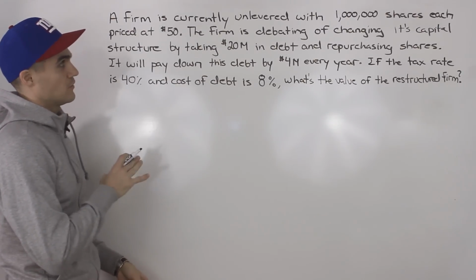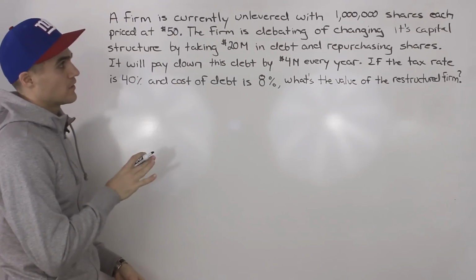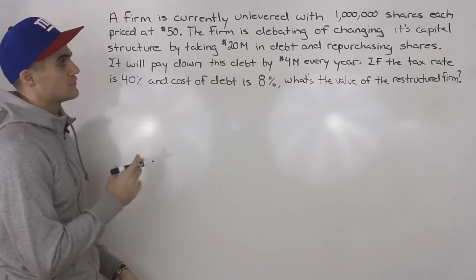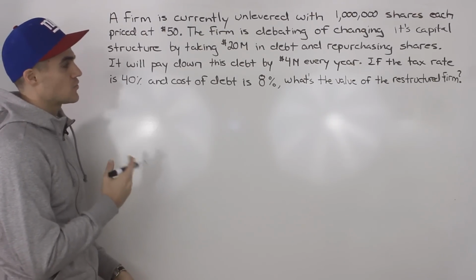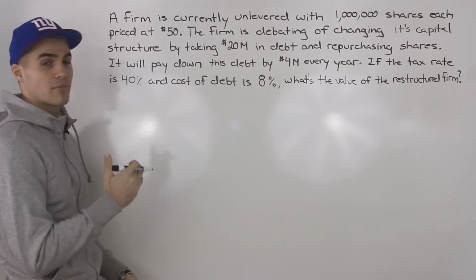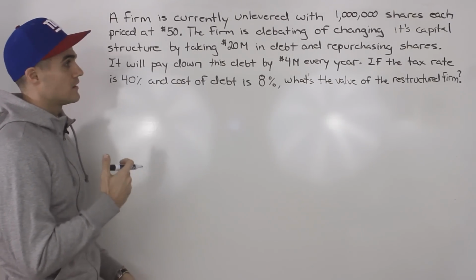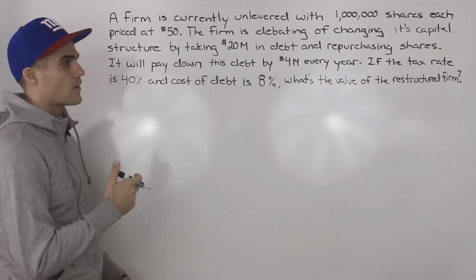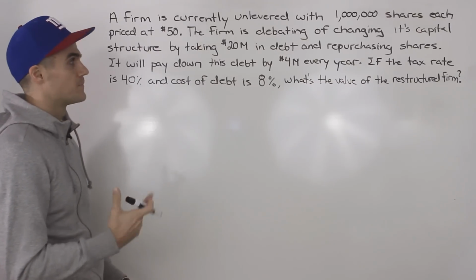So let's say we have a firm and it's currently unlevered with 1 million shares, each priced at $50. The firm is debating changing its capital structure by taking 20 million in debt and repurchasing shares. It will pay down this debt by 4 million every year. If the tax rate is 40% and cost of debt is 8%, what is the value of the restructured firm?